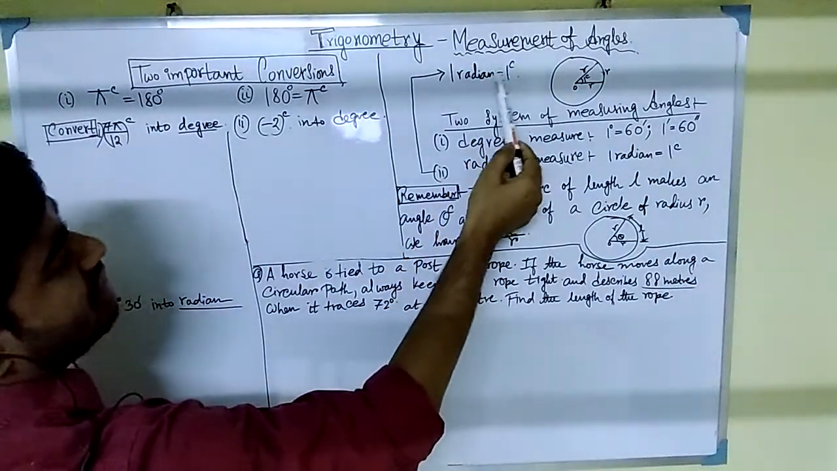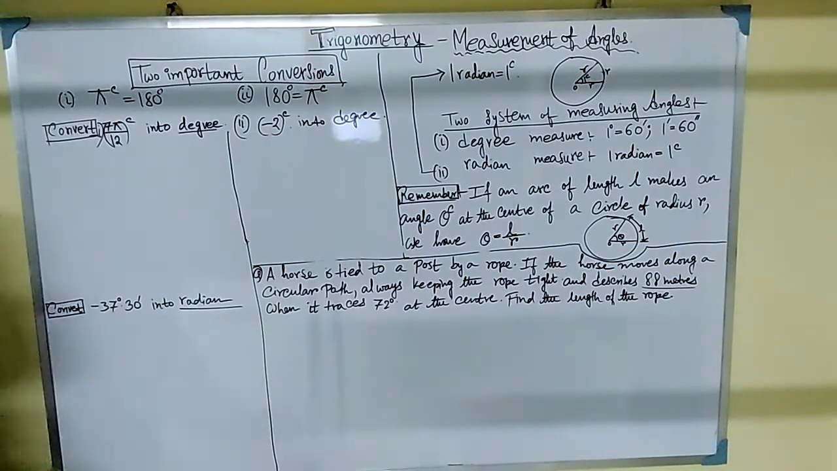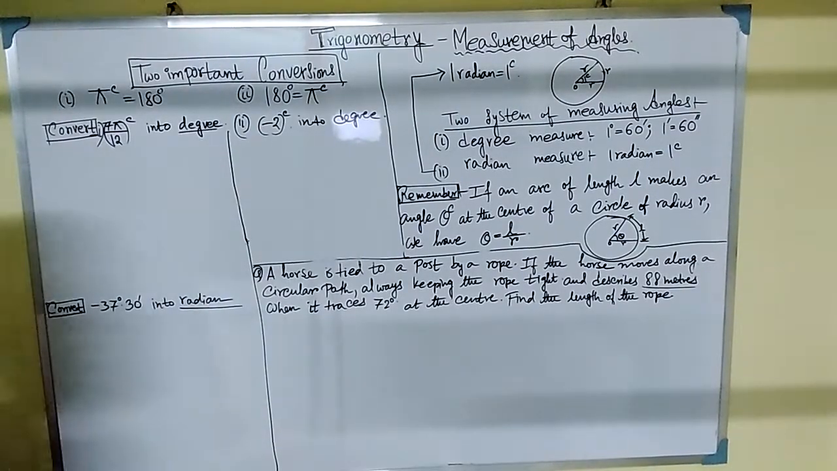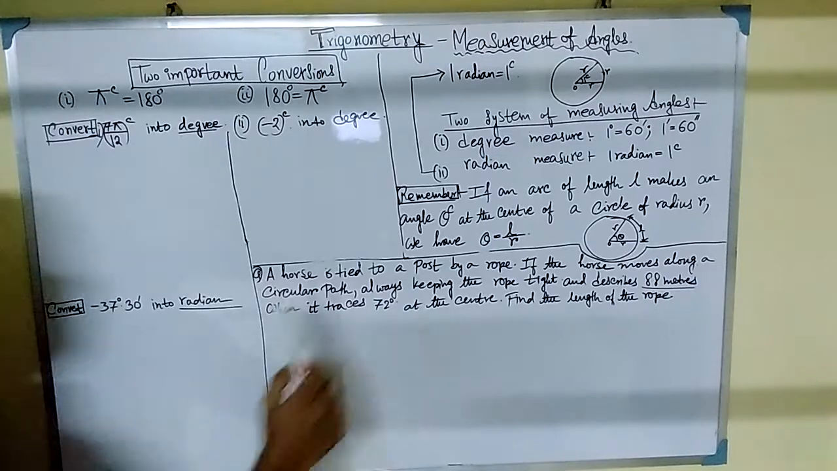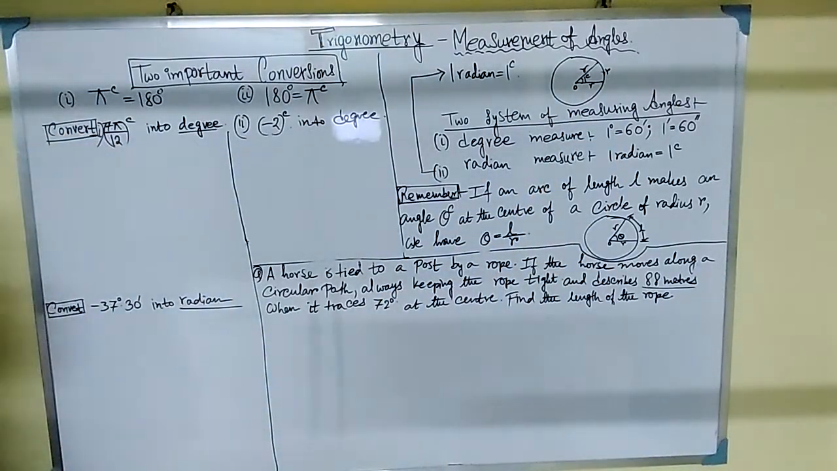So 1 radian we can represent in circle in this way. 1 radian is the measurement of angle when radius of the circle is r as well as the length of the arc which forms the angle is r. So here the angle formed will be 1 radian.